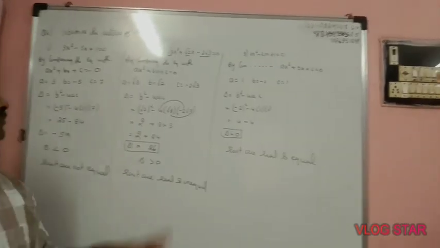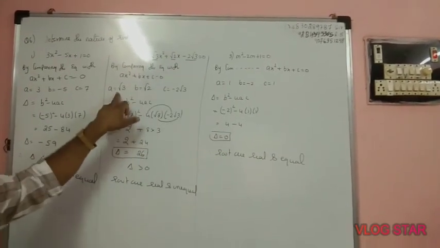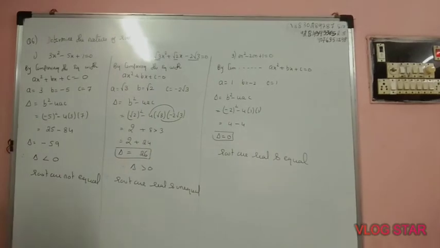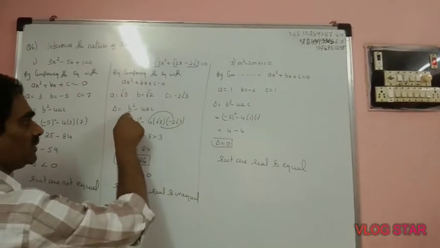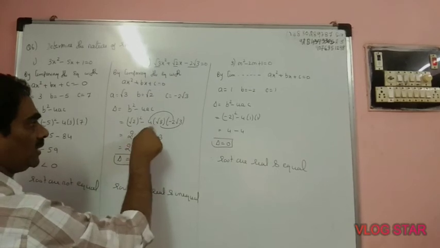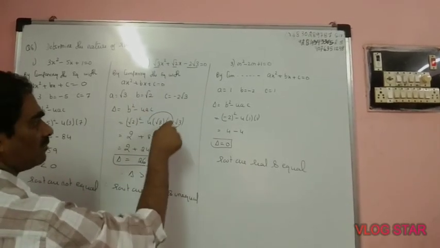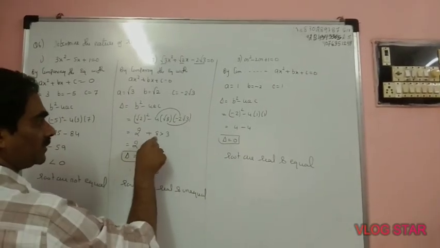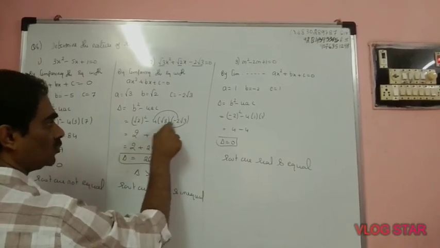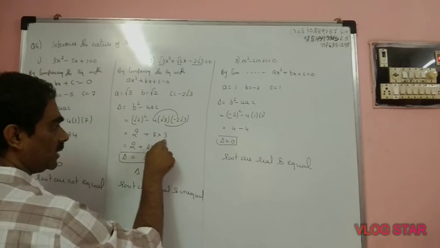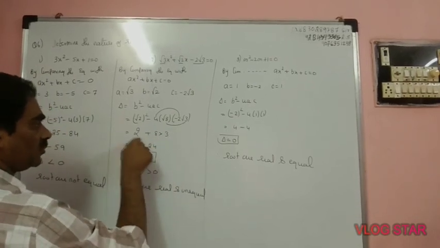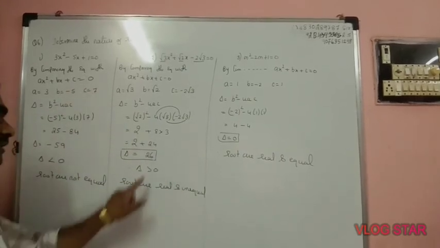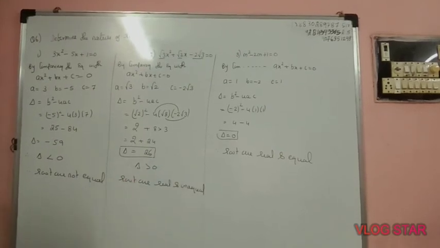Then comes the second sum. Again, by comparison of the equation with the same form, what is the value of a? √3. The value of b is √2 and the value of c is -2√3. So find the value of delta, b square minus 4ac. b is √2 squared, minus 4 comes. a is √3 and c is -2√3. √2 squared is 2. 4 times 2 is 8. First 4 minus... plus 4 times 2 is 8. √3 into √3 is 3, and 2 came. 8 threes are 24. 24 plus 2 is 26. This is positive. If positive, then delta is greater than 0. When delta is greater than 0, roots are real and unequal.